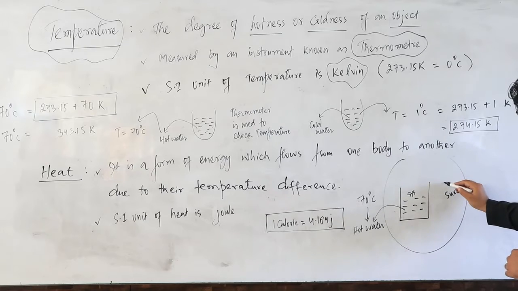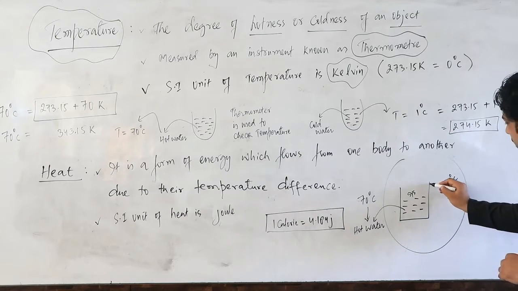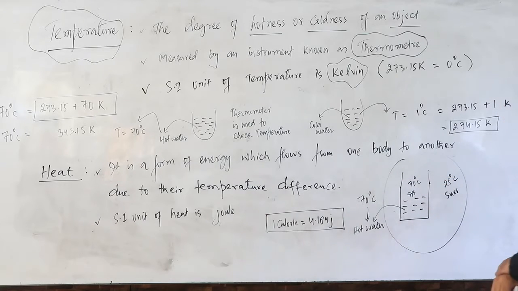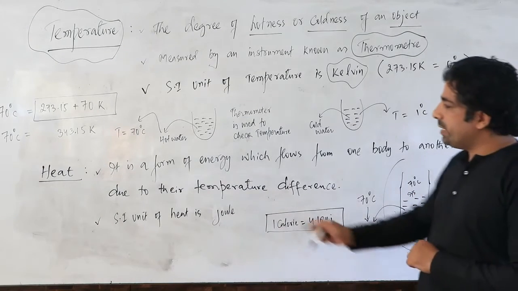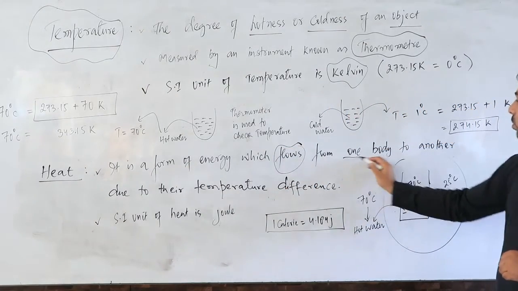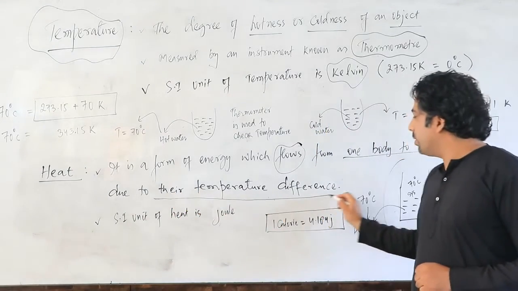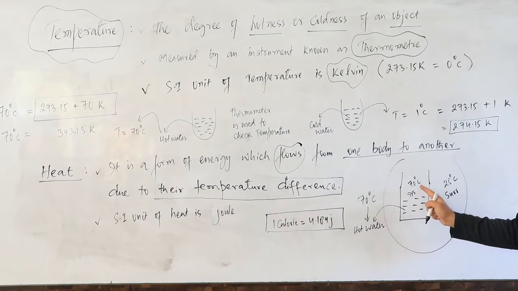Let us suppose in the surroundings we have 25 degrees Celsius, and inside this system, my dear friends, the temperature is 70 degrees Celsius. So there is a temperature difference between system and surroundings. So what is heat? It's a form of energy which flows from one body to another due to their temperature difference.